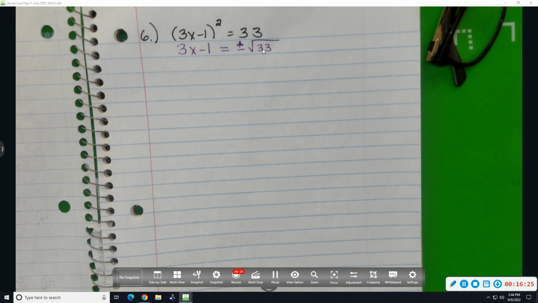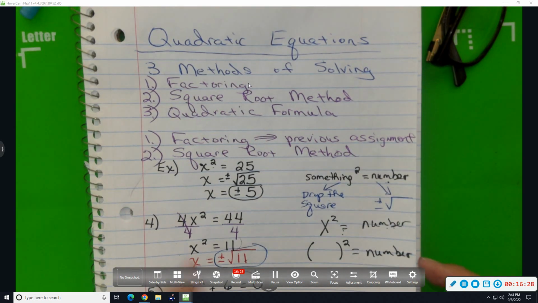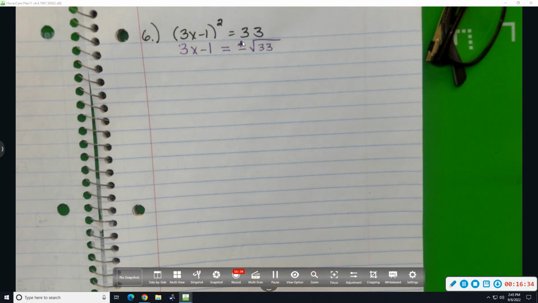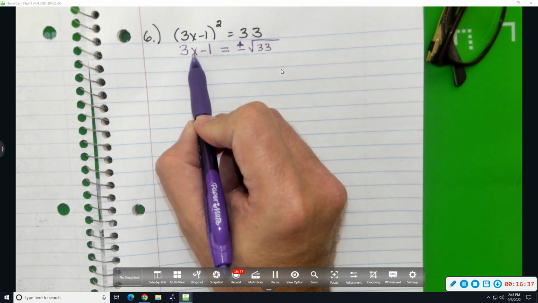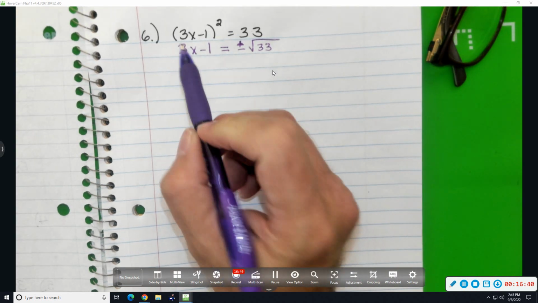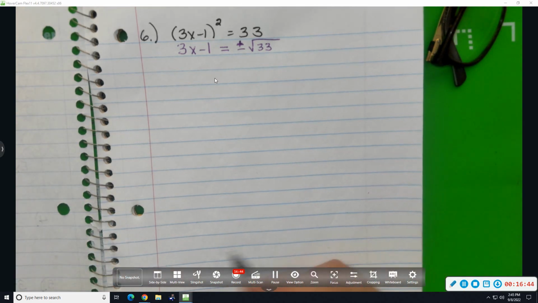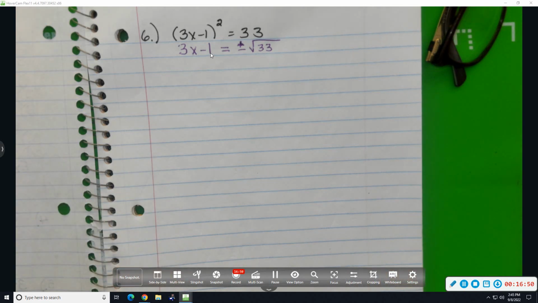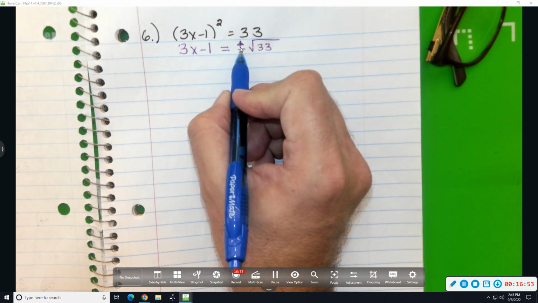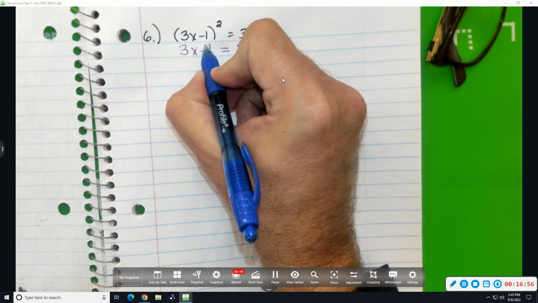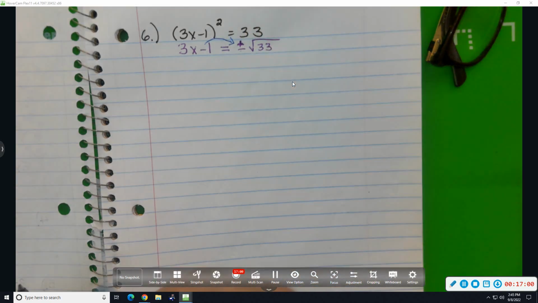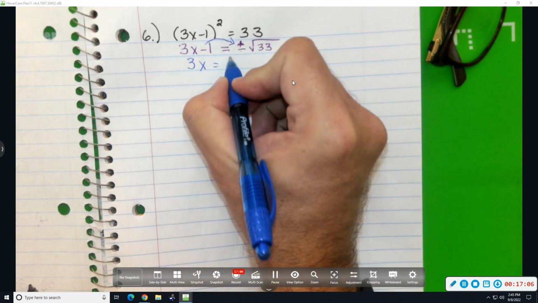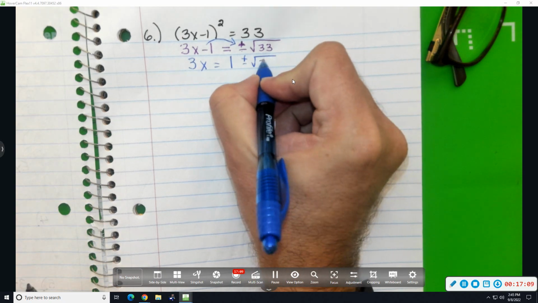We're not finished because it's not in the form x equals. When we're solving an equation, you always want just x equals, or whatever the variable is. How would I go about getting this x by itself? To isolate the x, perform the opposite operation beginning with addition and subtraction. Don't let this plus or minus worry you. Treat it like it's just a plain plus or a plain minus. Add 1 to both sides. I'm moving that 1 over. So we have 3x equals 1 plus or minus the square root of 33.